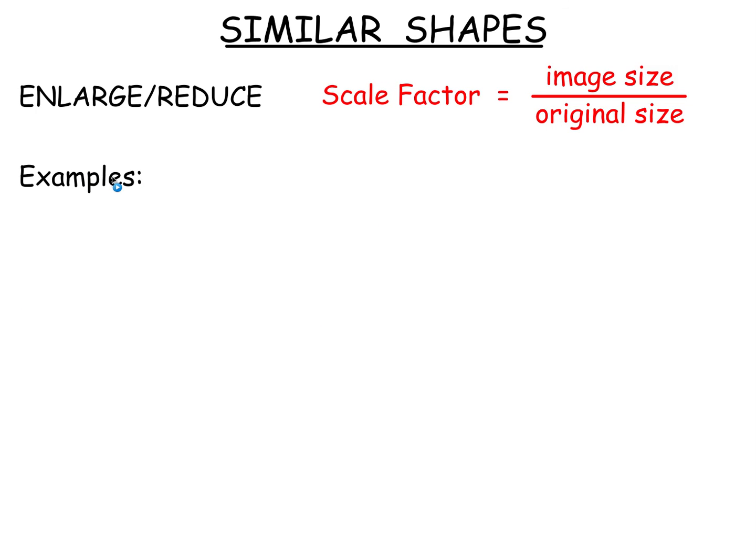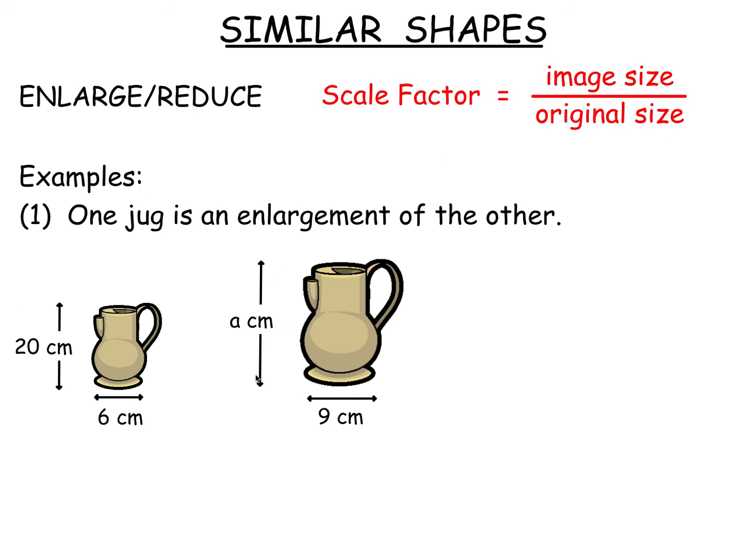It doesn't just apply to shapes. Here we've got two jugs. We're told one's an enlargement of the other. In other words, they're similar. So there's a scale factor involved. The letters on the bigger jug here is an enlargement then. The little jug's been enlarged to the big jug.